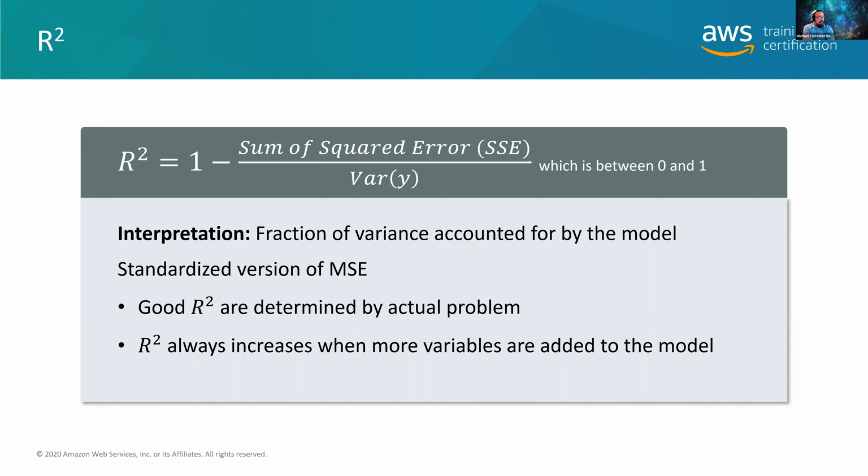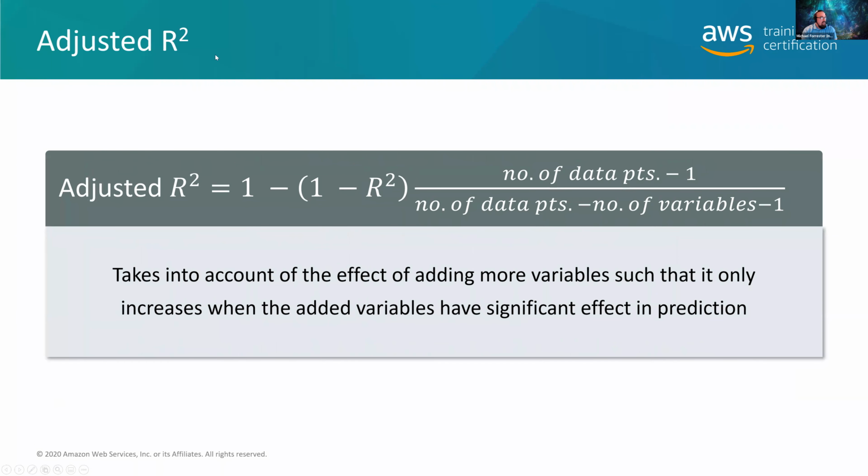Good R2s are really determined by the actual problem, the actual business problem. R2 always increases when more variables are added to the model, so that's pretty standard. There's also adjusted R2, which takes into account that you've added more variables, so that when you add variables, it accounts for there being more variability because you've added them.